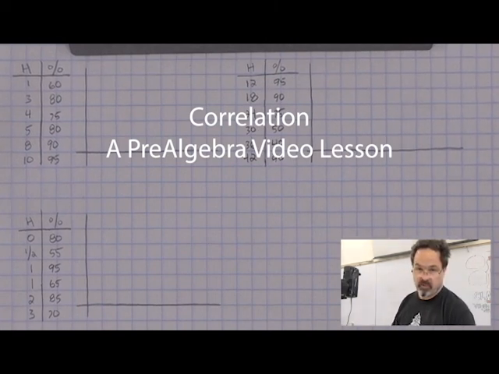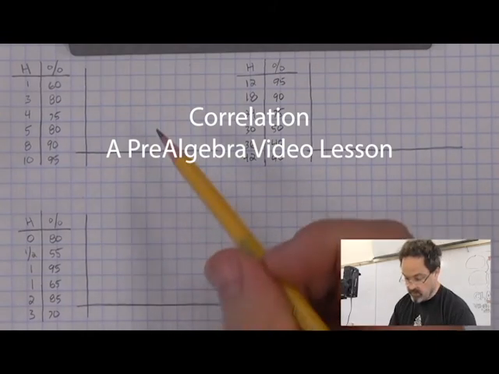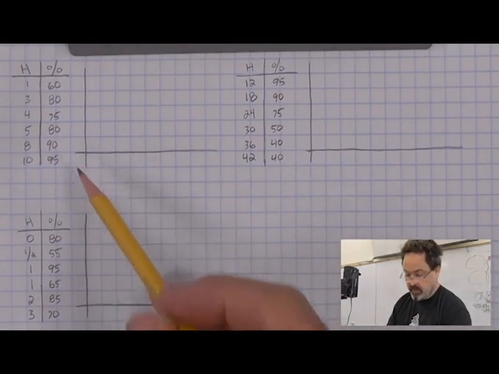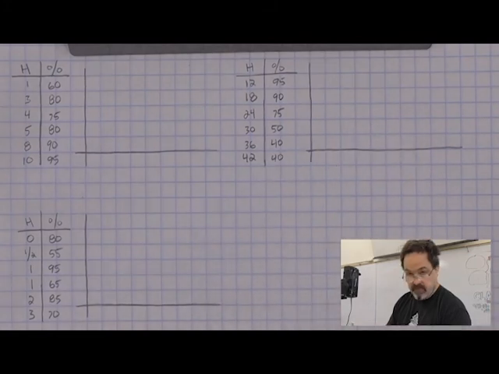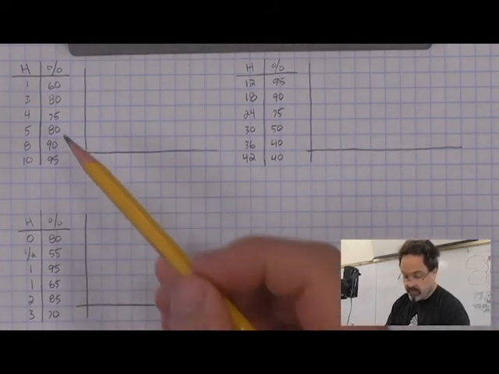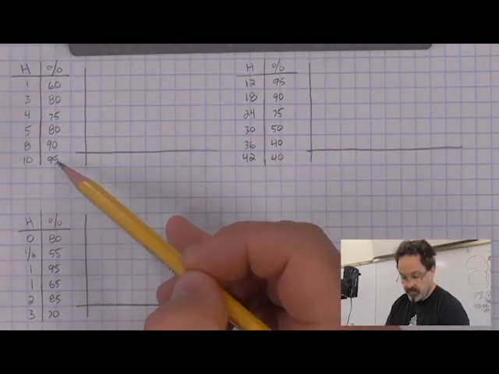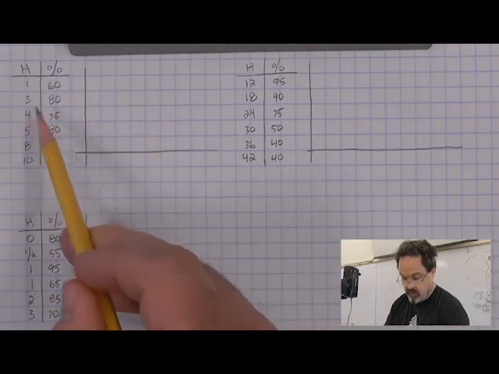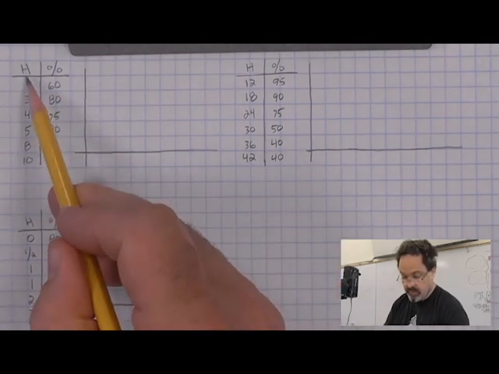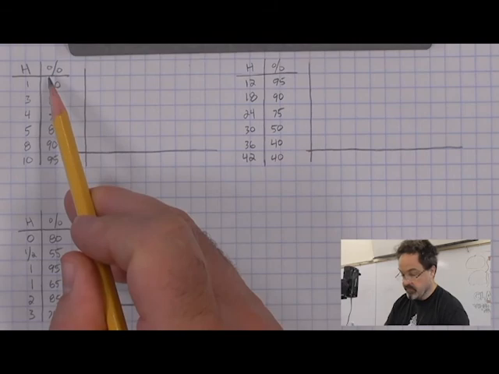We're going to talk about correlation. You can see I have prepared three graphs. These are going to be scatter plots. I've got a t-table of information here. I have two columns. One I've labeled H and one I've labeled with a percentage.